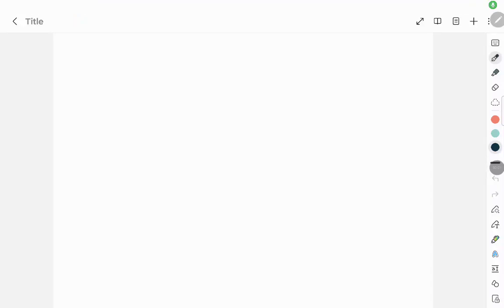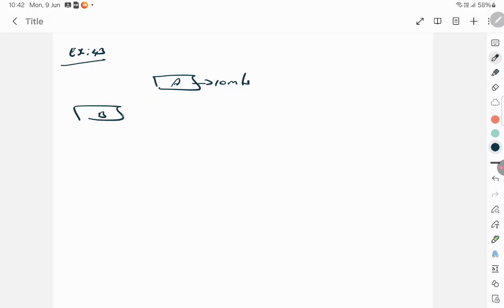So let's deal with relative velocity questions. Example 43. Example 43 in Aurora. A car A is moving with a speed of 10 meter per second on a straight road and is ahead of car B, which is going in the same direction at the speed of 6 meter per second.